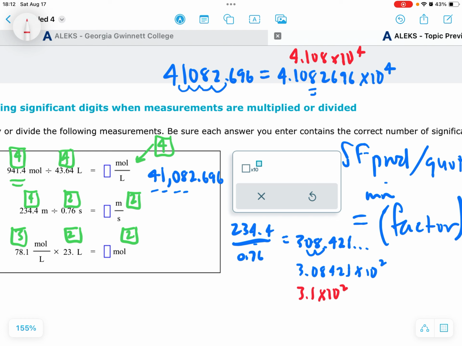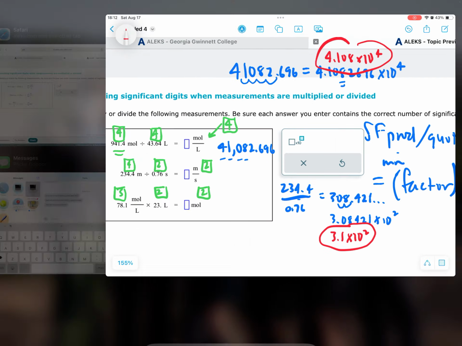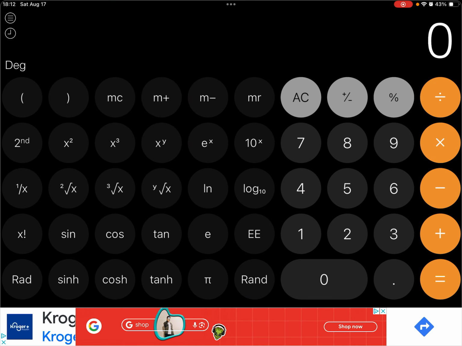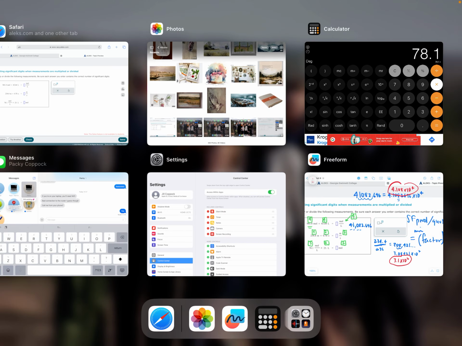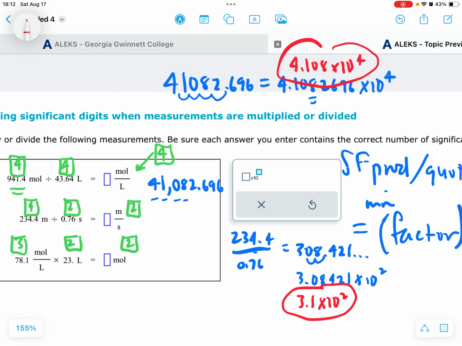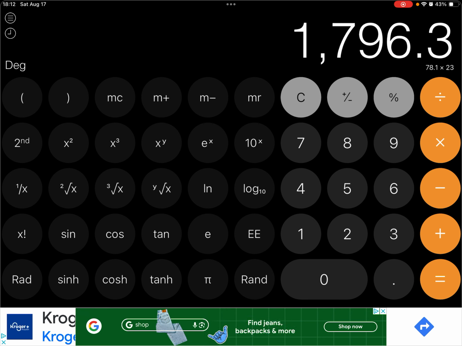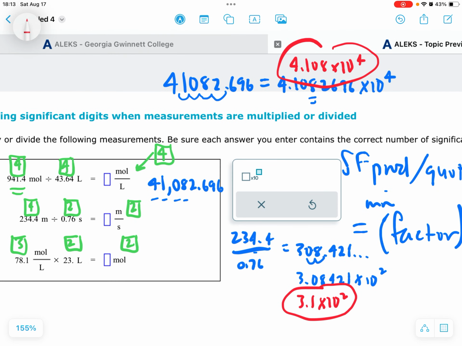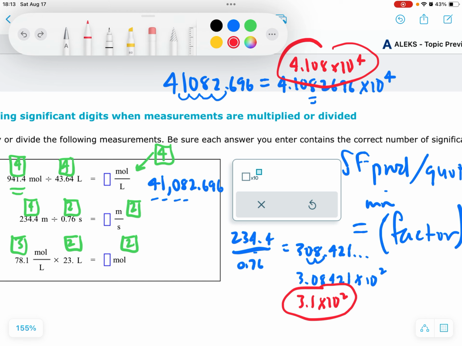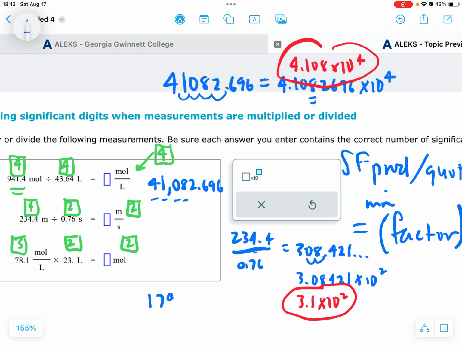Let's do part 3 now. And that's going to be 2 sig figs also. 78.1 times, I think it was, 23. That'd be hard to forget. Times 23 equals 1796.3. Let's go back. Blue. 1796.3 is equal to, right, 78.1 times 23, right, is equal to that.